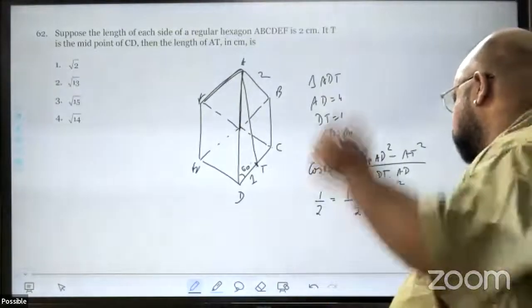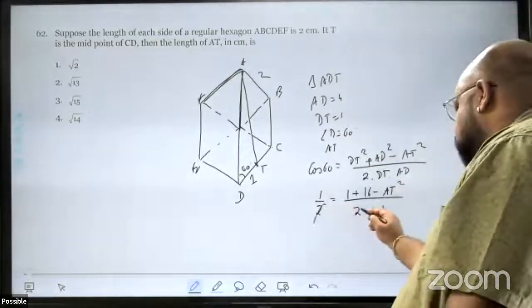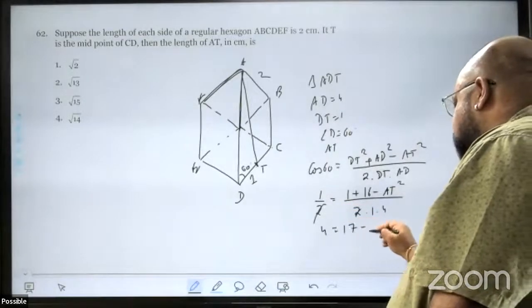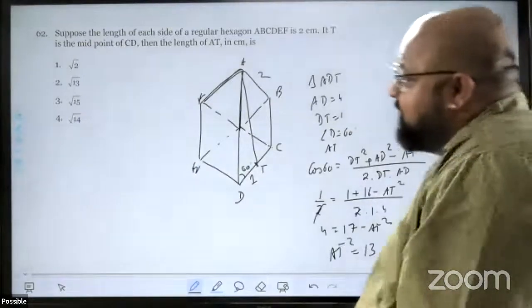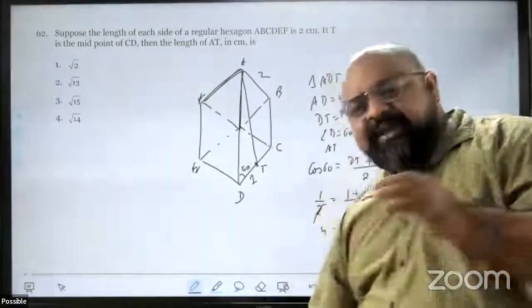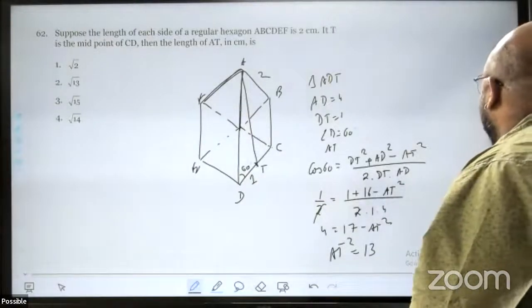So this becomes, 2 and 2 cancel. So 4 is equal to 17 minus AT square, which means AT square is equal to 13, or AT is equal to root 13 becomes the answer. Just the application of cos rule, direct question, not too much of an issue.